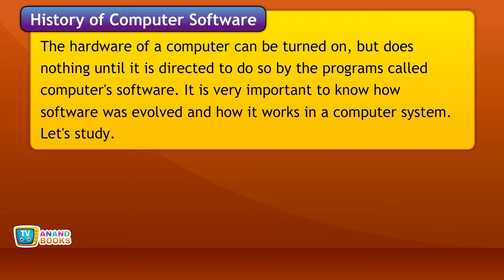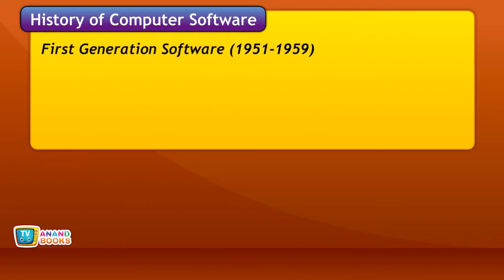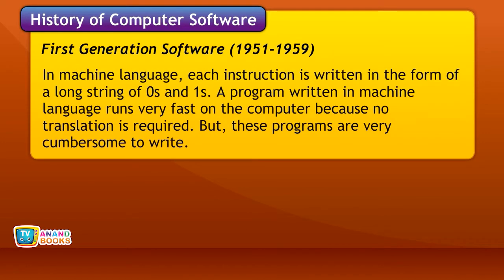Let's study. First generation software, 1951 to 1959. In machine language, each instruction is written in the form of a long string of zeros and ones. A program written in machine language runs very fast on the computer because no translation is required. But these programs are very cumbersome to write.